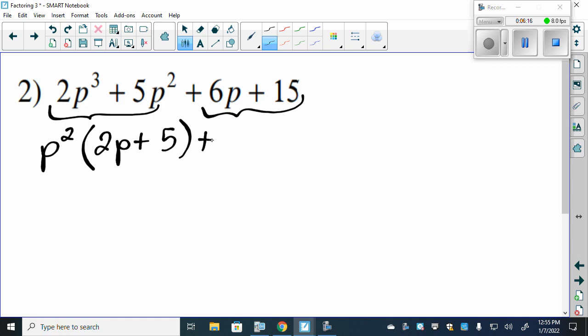Plus, what is the greatest common factor between 6p and 15? 3. We can pull out a factor out of positive 3. And if we factor a positive 3 out of 6p and 15, 6 divided by 3 is 2, and we have p. Plus 3 factored out of 15 is 5.